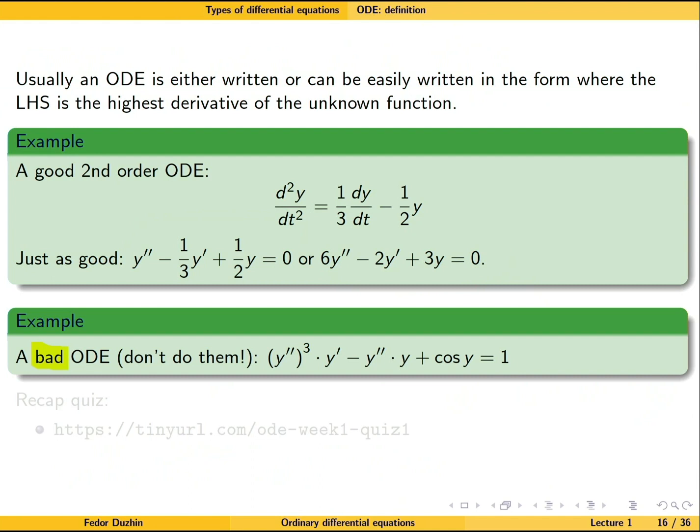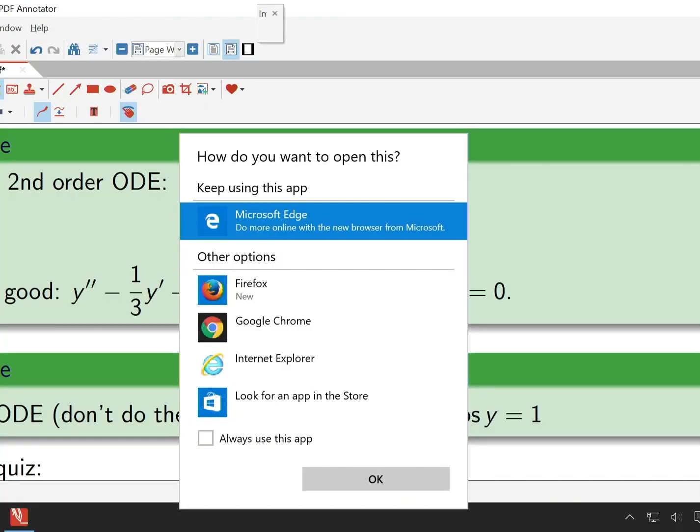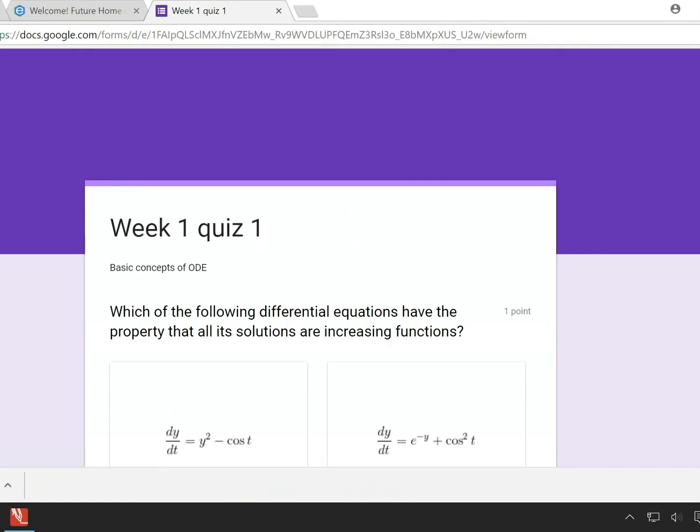Finally, I suggest that you, instead of watching the lecture, go to this link and take a little recap quiz about differential equations. This is how it looks. Let me see if it's going to work. Yeah, okay, excellent. So that's the quiz.